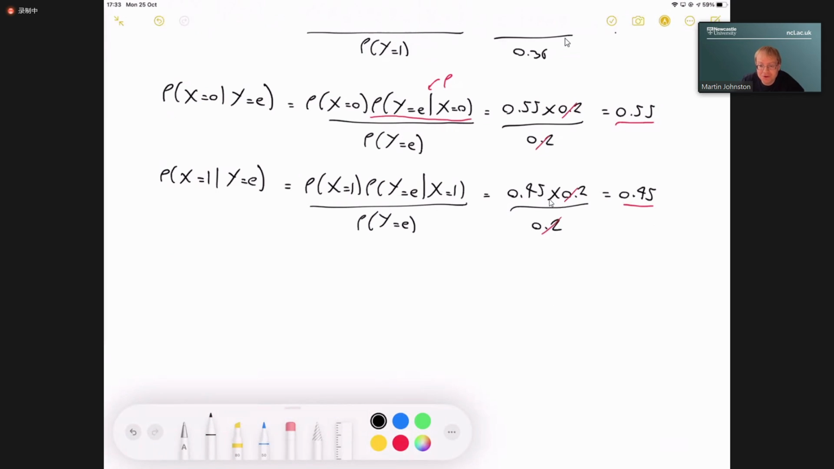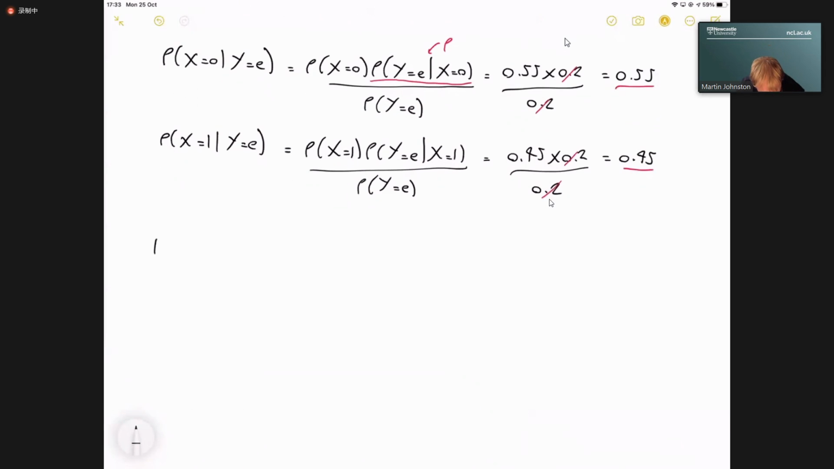Okay, so now we've got to determine the conditional entropy. So this is the average information after we've observed it. So we're calculating H of X given Y. We have all the probabilities we need. Let's go back to the double summation.